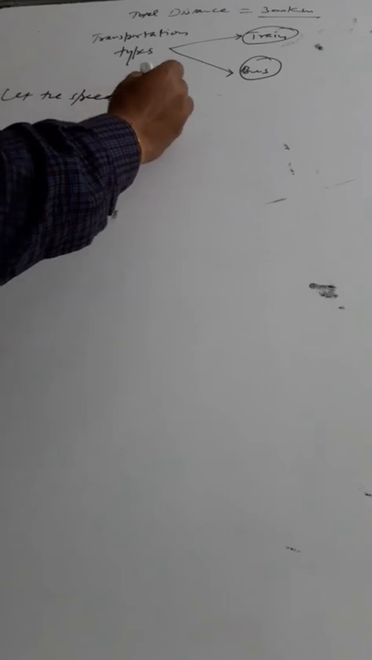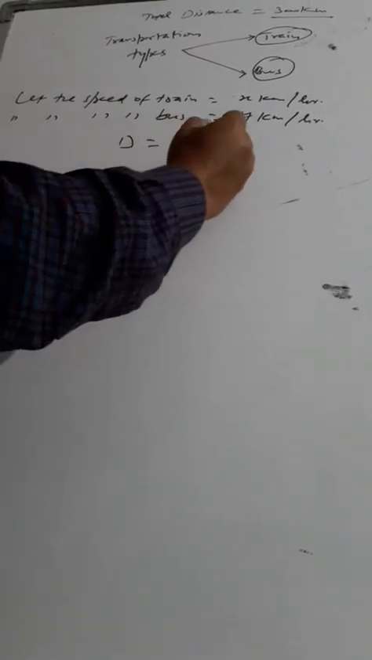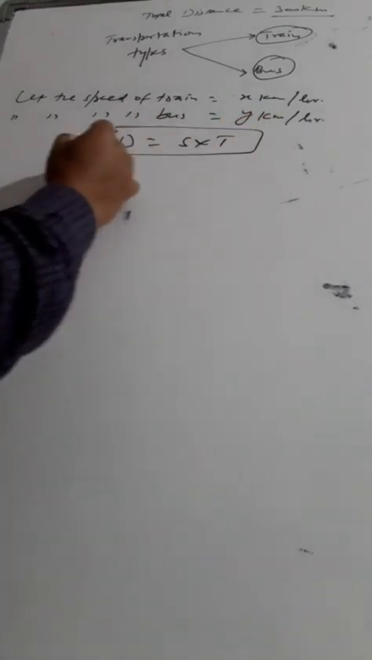So let the speed of train be, what is that equal to? I am taking x kilometer per hour, and let the speed of bus be equal to, what? y kilometer per hour. Speed of train and speed of bus. Now again, I am focused upon time. I told you do not forget this: distance is equal to speed into time.